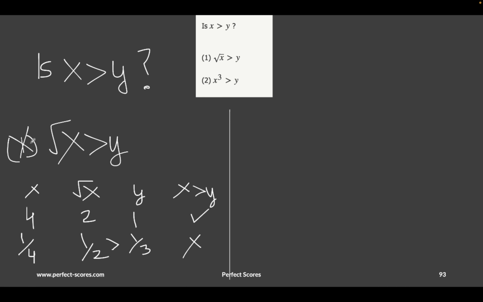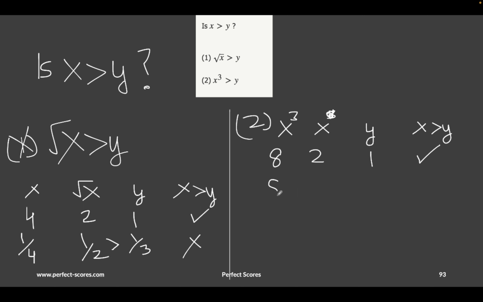So again, we can plug in some numbers. We can look for x, we can look for x cube, we can look for y, and we can check whether x is greater than y. So I can plug in x cubed to be 8. That would actually give me x to be 2. And what will y be? We can just call y to be 1. So is x cubed greater than y? Yes. Is x greater than y? Yes. So that's sufficient.